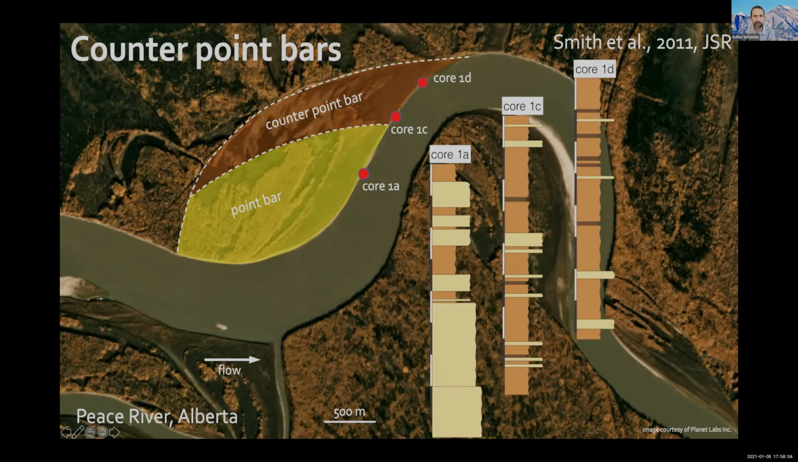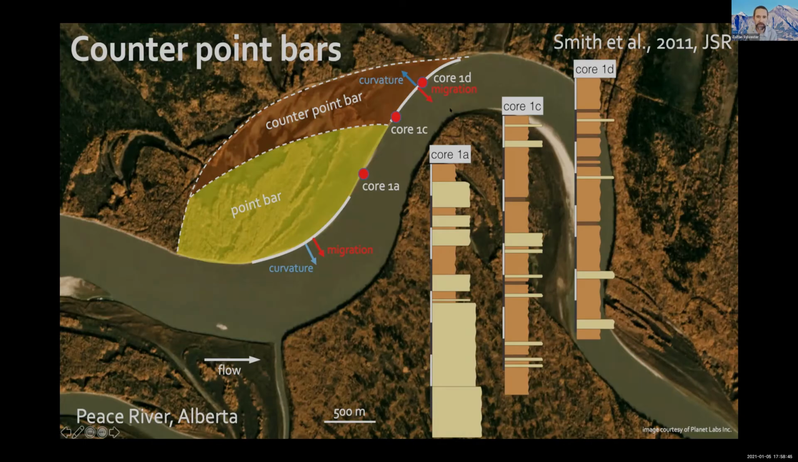They have been linked to downstream confinement, which is not really obvious in this case, but they haven't really been quantified. Like, how do you tell exactly where a counterpoint bar is? It's not that easy if you just look at the map. And the answer is, I already gave the answer. The answer is counterpoint bars develop where the curvature vector is pointing the opposite direction from the migration vector, right? Here, the bank is depositional despite the fact that it's concave. So these things are also called concave deposition, concave bank deposition, right?